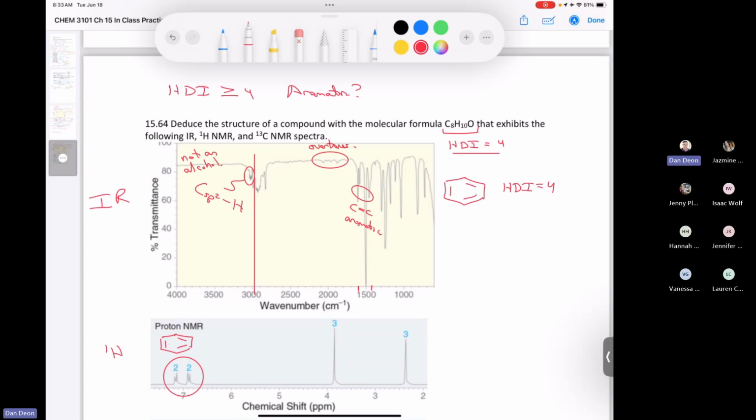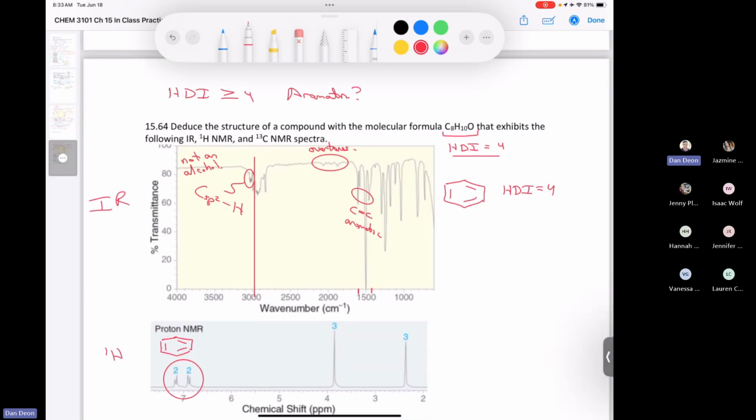We've used up all our HDI, so there's no carbonyl. So could anybody tell me what the other functional group must be? All the HDIs are used up in the aromatic ring. It's not an alcohol, but there's a functional group that has an oxygen in it. Exactly, so we have an ether. It has to be an ether because an ether has an HDI of 0. So that means we've got an aromatic ring, we've got an ether, we've got something like this somewhere.